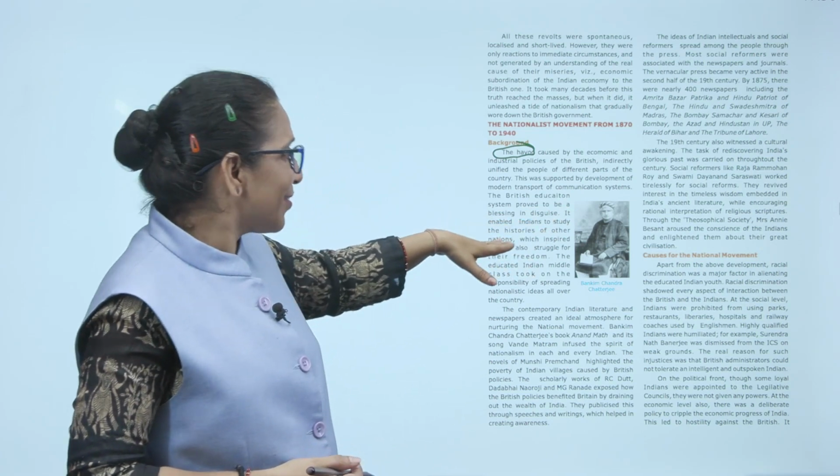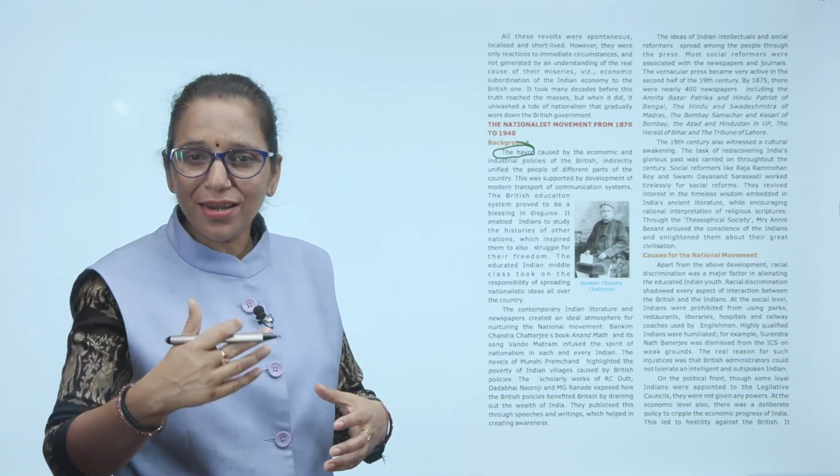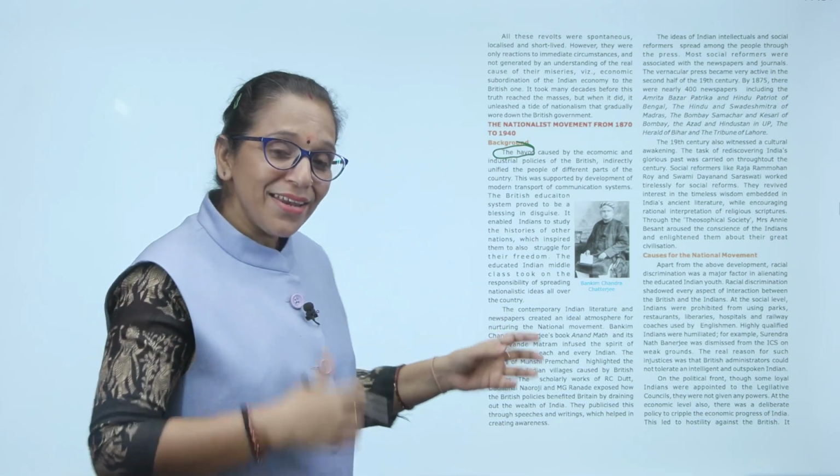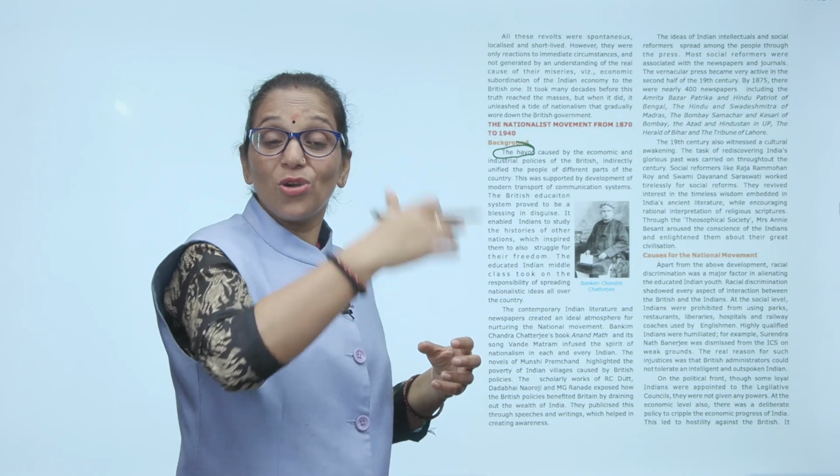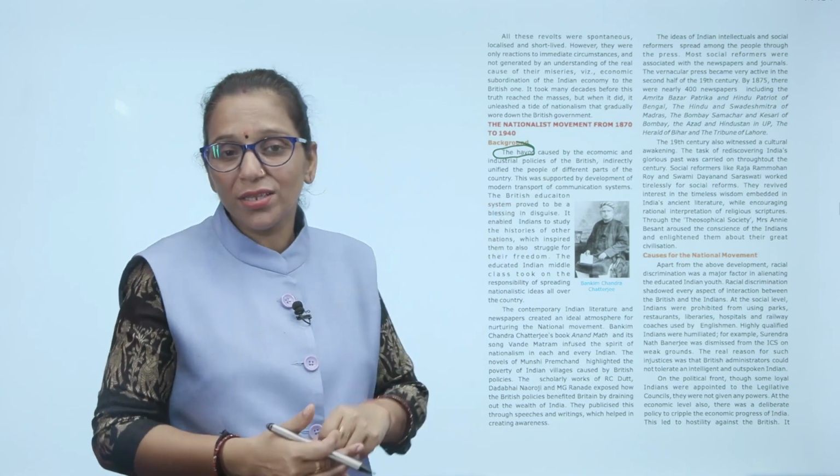It enabled Indians to study the history of other nations. Now, what happened? The British gave us Western education, thinking they would convert us to Christianity or into English persons. But Indians were studying the history of other nations. They were inspired by those nations' struggles for freedom. They educated themselves on how to unite, and how to start a movement or revolution against the British and make us free. So somewhere, indirectly, British education inspired and motivated Indians against the British themselves.